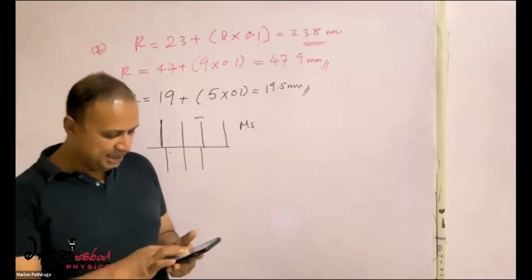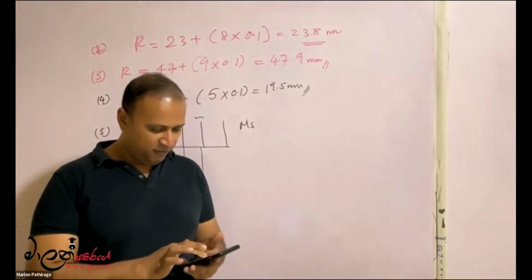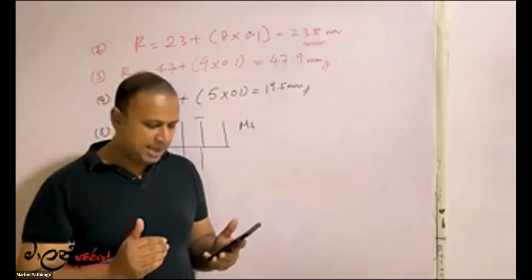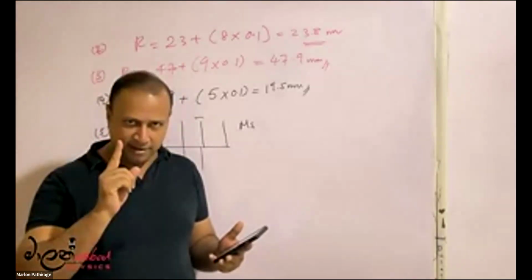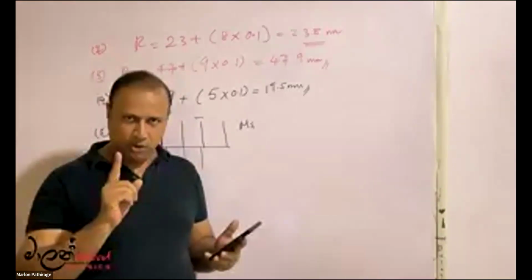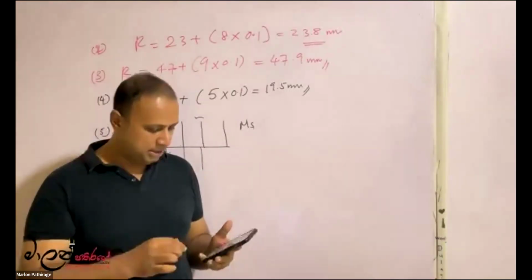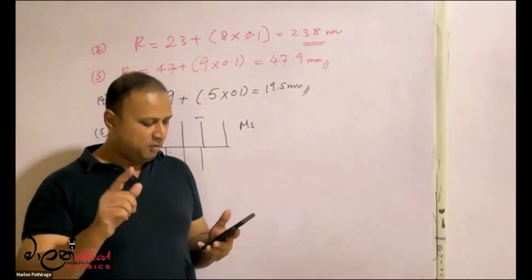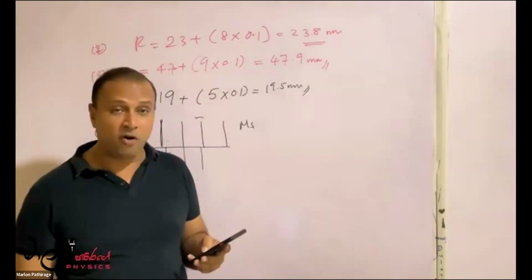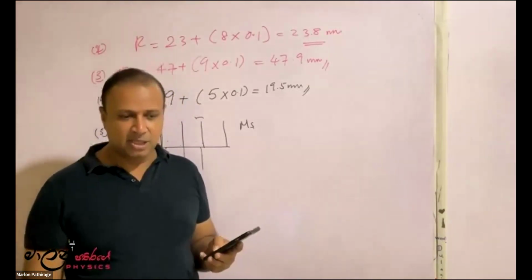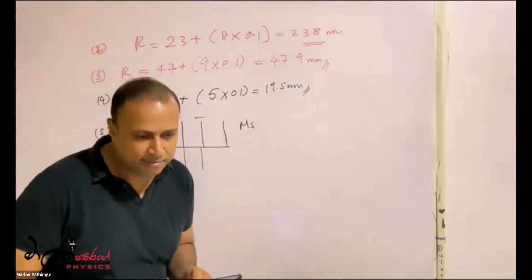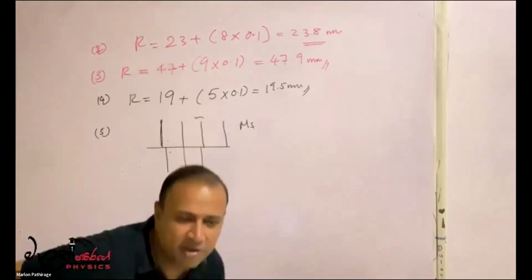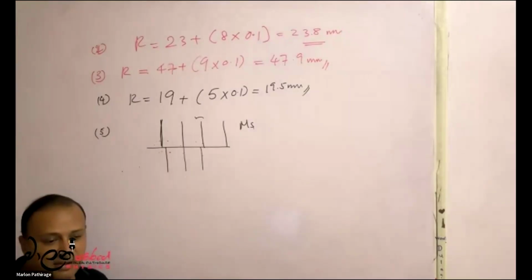Okay. Then the next one, fourth one. The maximum possible reading in the main scale is 1. So that is 10 millimeters. 10 millimeters plus 0.6 millimeters. Therefore, 10.6 millimeters. Okay. The question number 4.